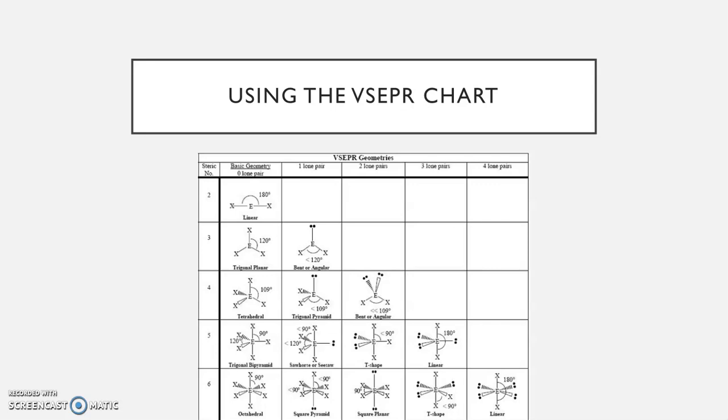Once we know our steric number, we can go down to that. Say we have 5 different groups. Then on the top, we have the number of lone pairs. So if we have 5 different groups and say 2 of which are lone pairs, then we just follow our chart and it looks like our molecule would have a T shape.